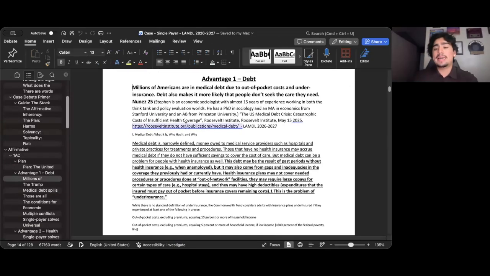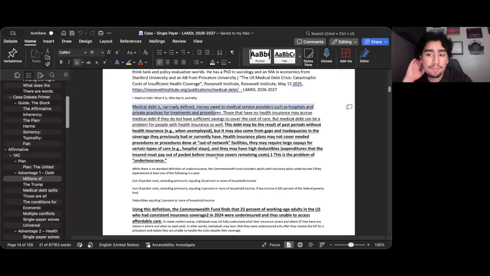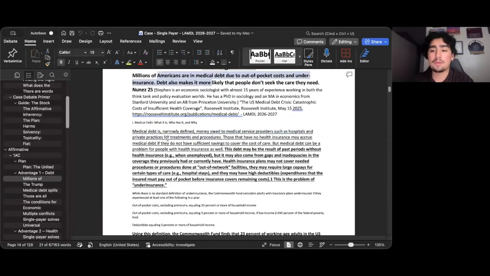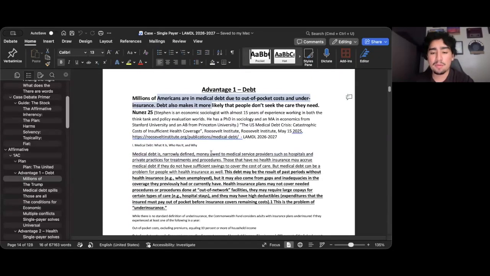So let's look at an actual example right here. In debate, whenever you read a piece of evidence, you're going to read the tagline followed by the citation, followed by whatever you highlight. So, for example, this one would say, Advantage one is debt. Millions of Americans are in medical debt due to out-of-pocket costs and underinsurance. Debt also makes it more likely that people don't seek the care they need. Nunez, 25. And then let's say I start highlighting at the first sentence, I would start by saying medical debt is narrowly defined, money owed to medical service providers, etc. What you highlight depends on what you think are sentences that support the tagline. So you're looking for sentences that support this statement above right here.